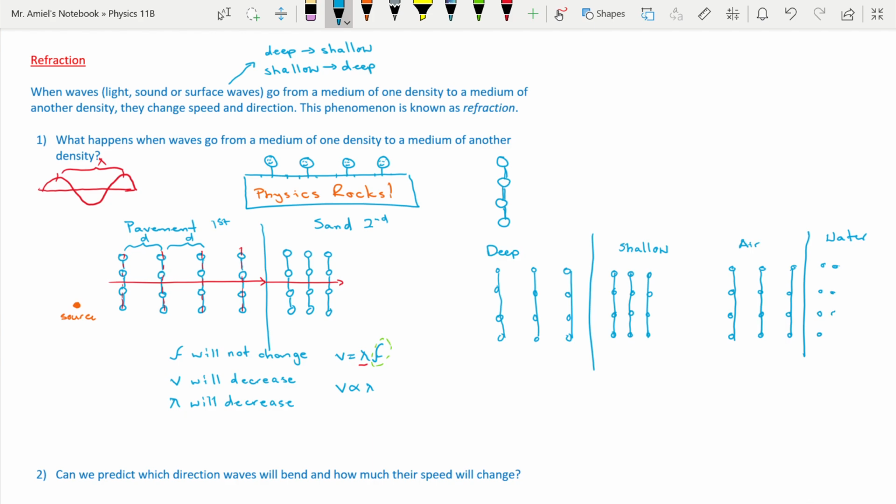And our waves of light are going to again bunch up on each other. So our wavelength is going to decrease, and our velocity is going to decrease. Okay, so this is consistent among all the types of waves that we've looked at.